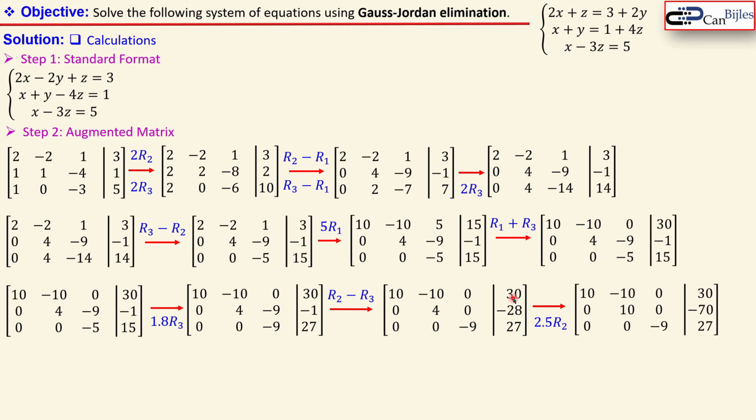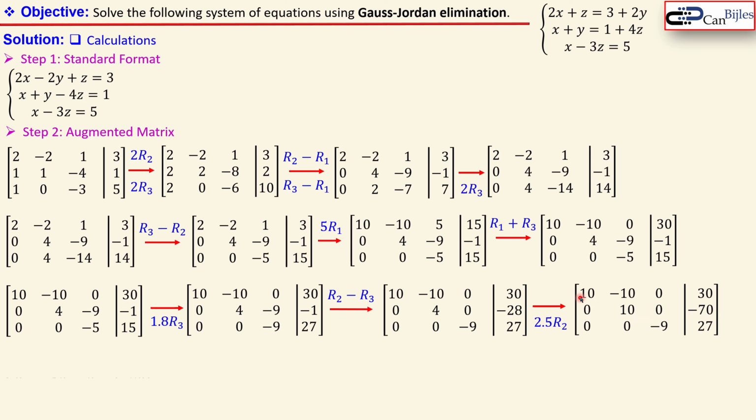So just copy the row 1 and row 3 first. 0 times 2.5, 4 times 2.5, which is 10. 0 times 2.5, and minus 28 times 2.5 is exactly minus 70.